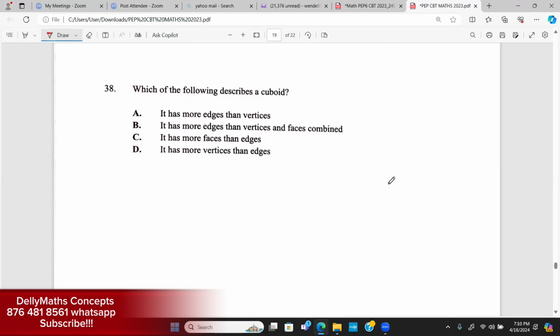38. Which of the following describes a cuboid? Let's look quickly at the cuboid. So I'm just going to drop the cuboid here.